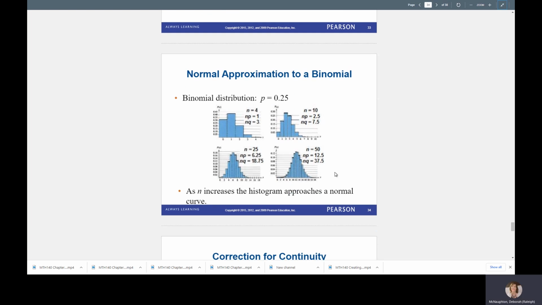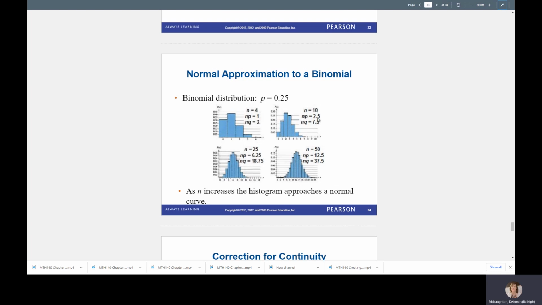And just to show you what it looks like, here we have a binomial distribution where p is 0.25. So if n is 4, then np is 1 and nq is 3. So these are not greater than or equal to 5. And when we draw the distribution, this is just our probability distribution from the actual binomial distribution. So we use the formula for the binomial. So this would be BINOM.DIST, and then we put in 0, right? So it looks like this.